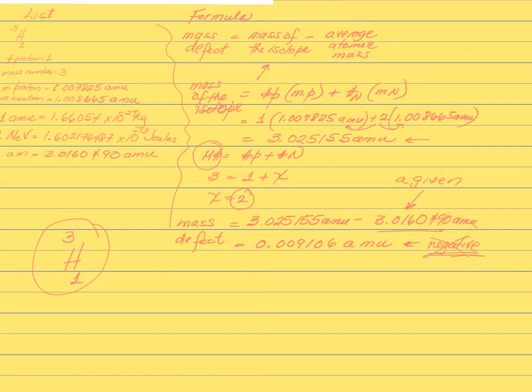And when you have an isotope, the mass of the isotope is always going to be smaller than the average atomic mass of the element. Always, because remember that the average atomic mass is affected by the different isotopes. Isotopes can be heavier or lighter, depending, but the mass defect is always going to be positive.